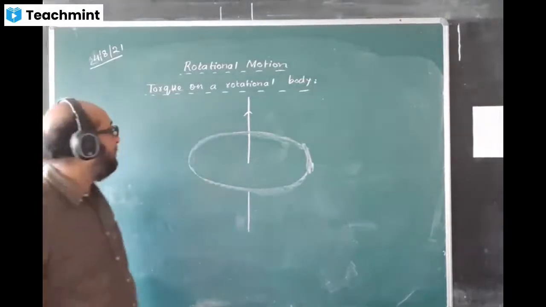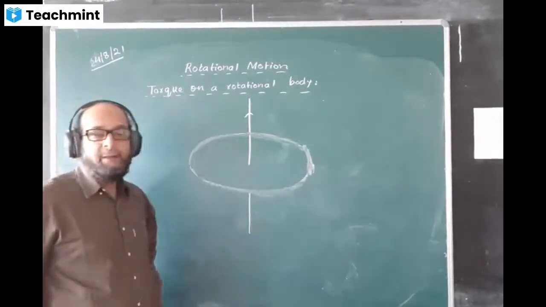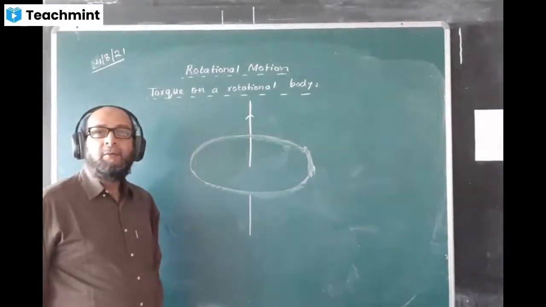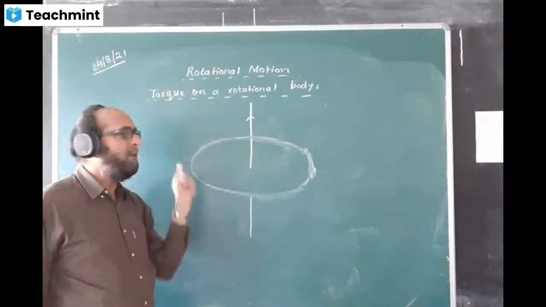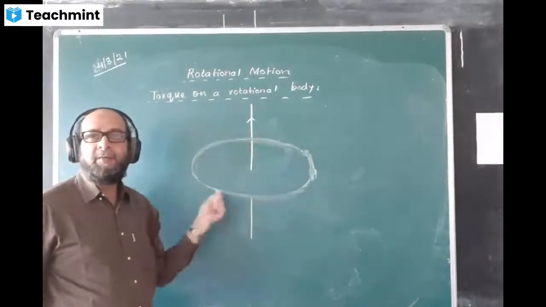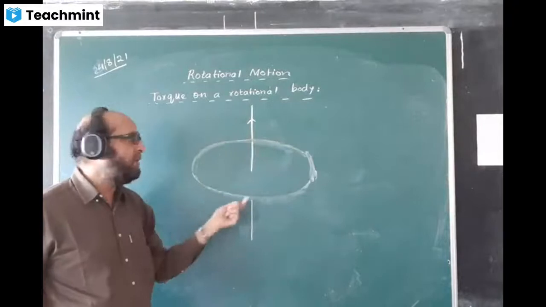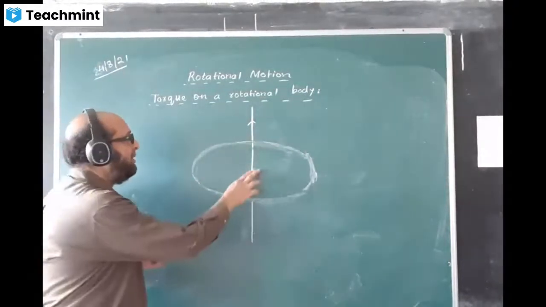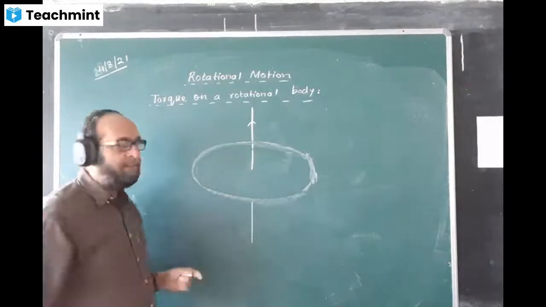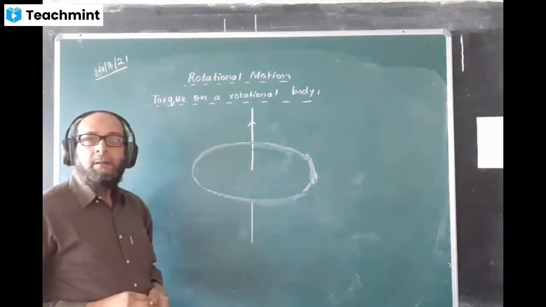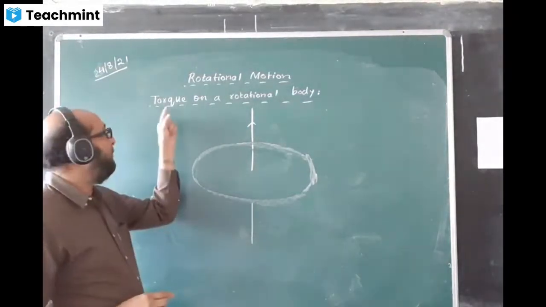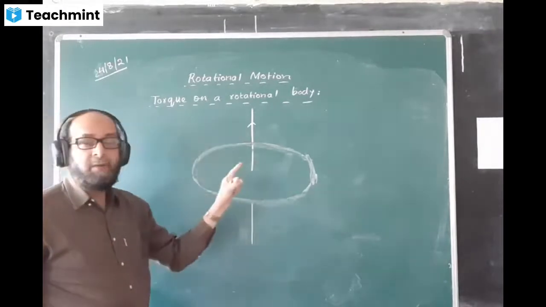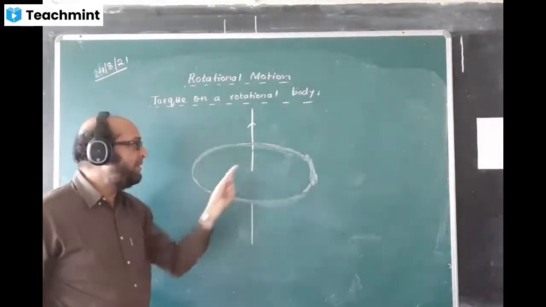Okay. For torque on a rotational body, we can take a body of any form, any shape, irregular or regular. Just now it is in the form of a disc. This is the axis of rotation here. We are going to find the formula for torque: how much torque is needed to turn it about this axis.